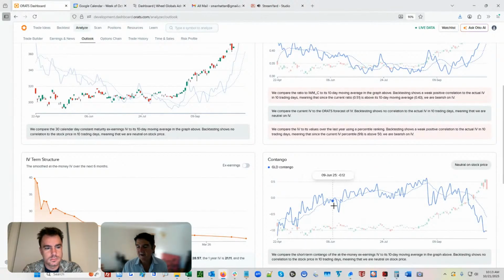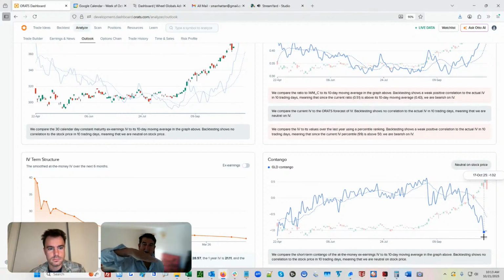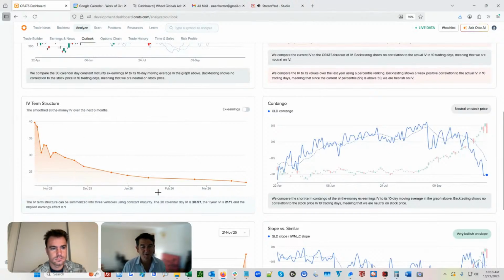Mm-hmm. And yes, contango is a very good indicator for what we're looking for. As a matter of fact, it's fallen off a cliff. Contango is when the front month is below the back month. Negative contango is when the front month is above the back month, which is what we're in right now. This is what you see over here. You see the term structure, and we saw that on the trade builder as well. But now you can see this graph changing through time. So you good on contango and what it means? Yeah. Okay.